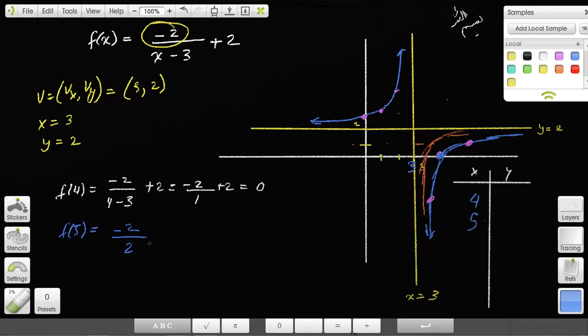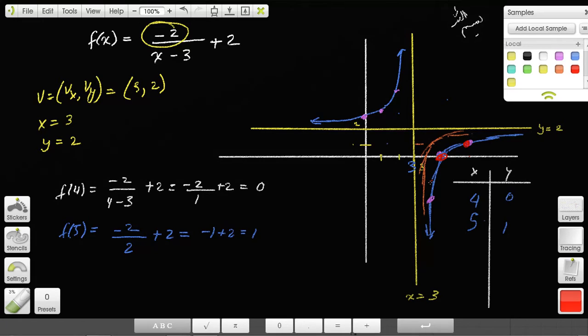Oh, it's going fast now. Okay, plus 2. And that equals 1. Oh, that's 1. So 0, 1. Okay, so I got 1 point over here. And I got 1 point, when it's 5, it's like 1.